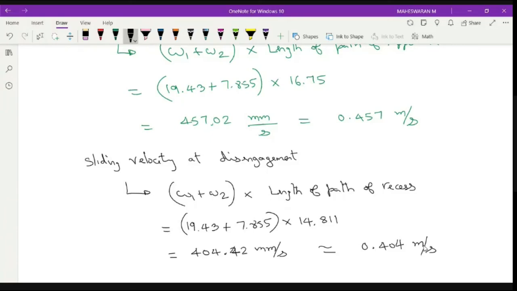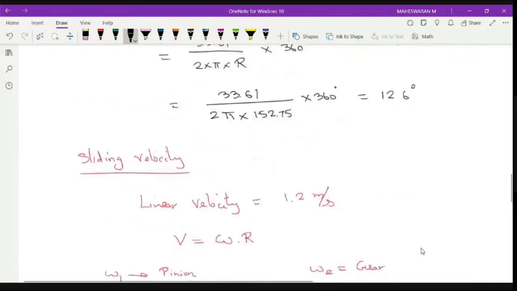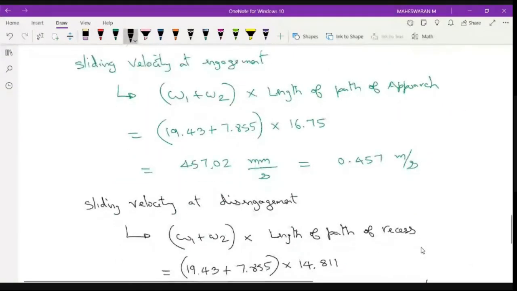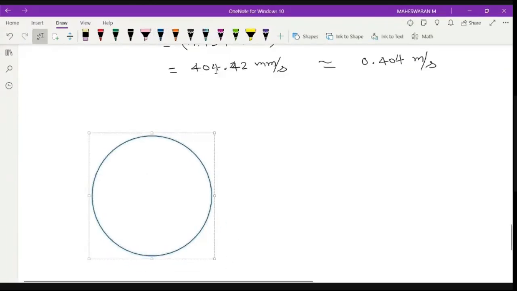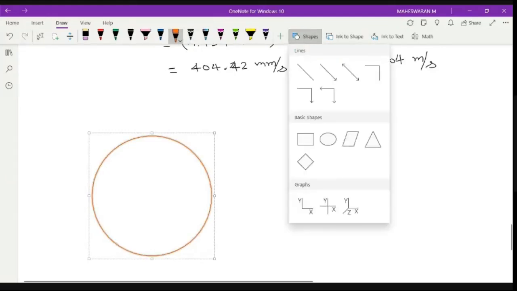Any doubt? Sir, at the pitch point, finding this, the distance between the contact and the pitch circle is zero, so it is zero. Yes, there is no distance, so it is 0. Sir, can I repeat? Why is the sliding velocity at this point 0? If you consider at the time of contact, it is at rest, so sliding is zero. Let us say the two gears are like this.